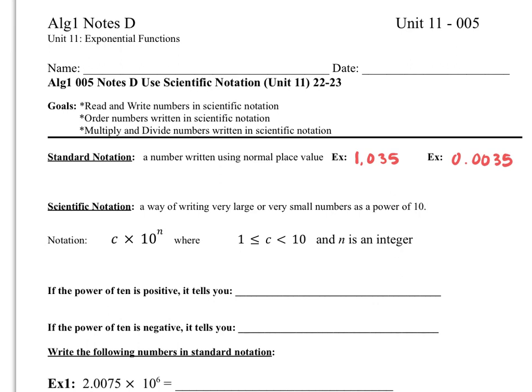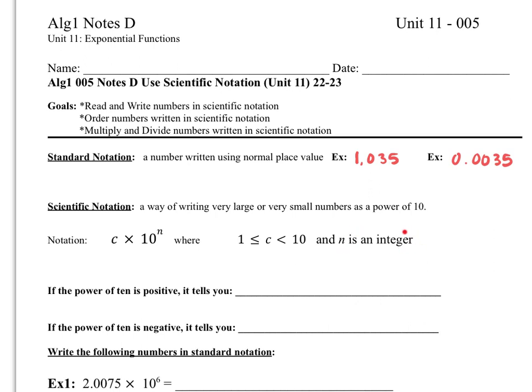Scientific notation is useful as a way of writing very, very large or very, very small numbers as a power of 10. So we'll talk about the notation first. It might seem confusing, and then I think once we actually get into practice, it'll make a little bit more sense. So scientific notation is going to be this number called c times 10 to the n power. And there's two parameters on scientific notation.